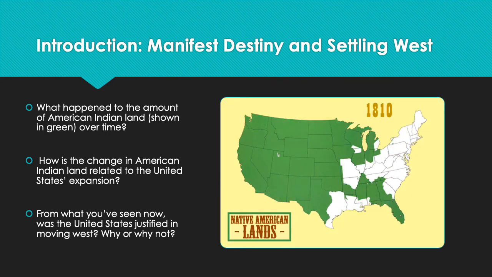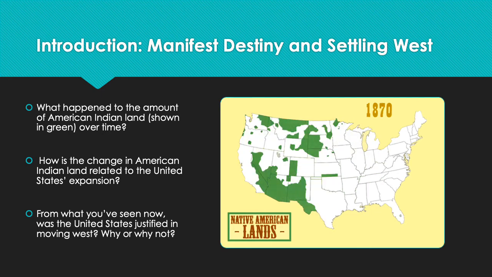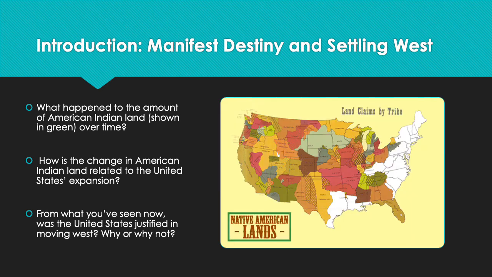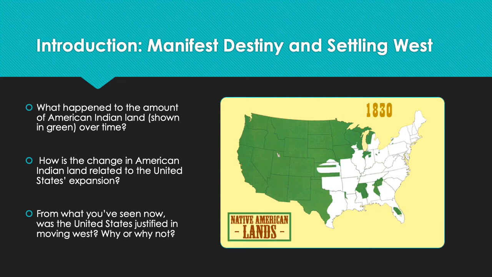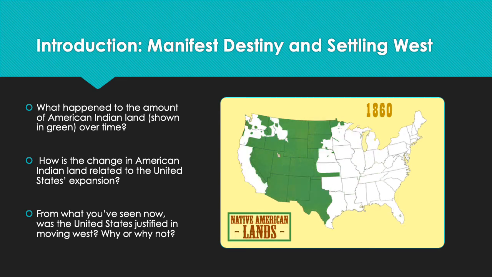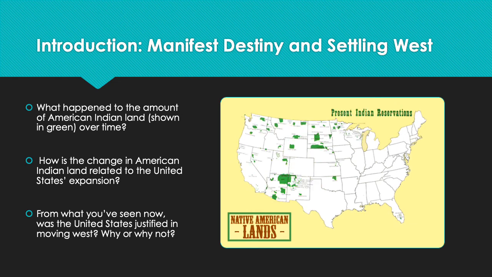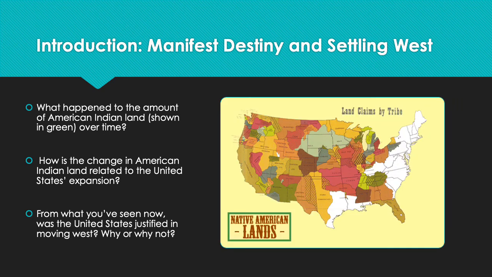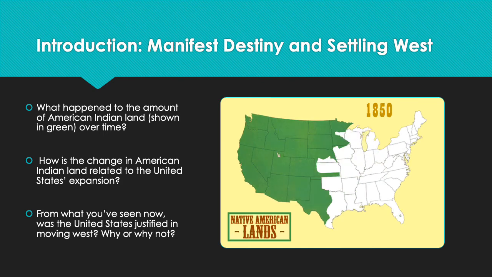How is the change in American Indian land related to the United States expansion, right? How is this change in their territory connect to the fact that the United States is becoming larger? And then, ultimately, from what you've seen now with looking at this map, as well as keeping in mind your interactive map activity that we just did, was the United States justified in moving west? Why or why not? Make sure you answer the questions that are on your Google Form worksheet. And I'm going to let this play for a little while so you can watch over the map. Pay special attention to the dates that are in the upper right-hand corner.